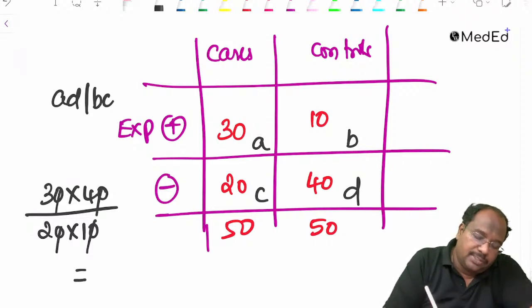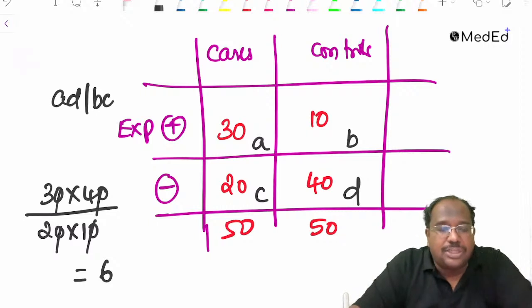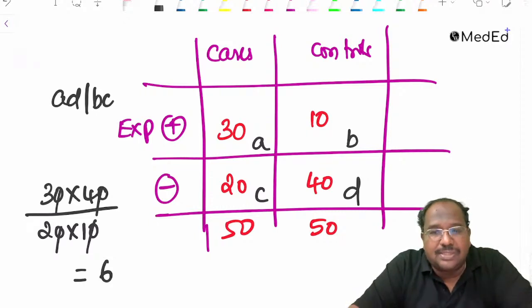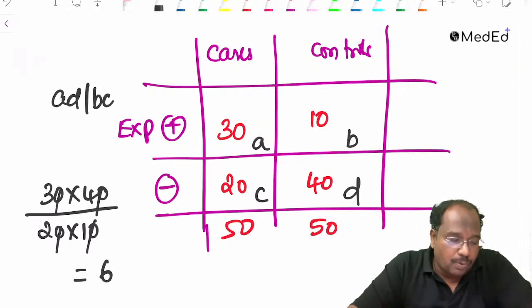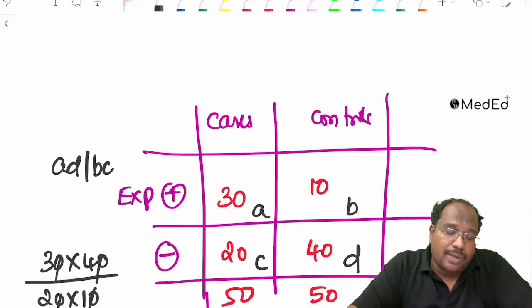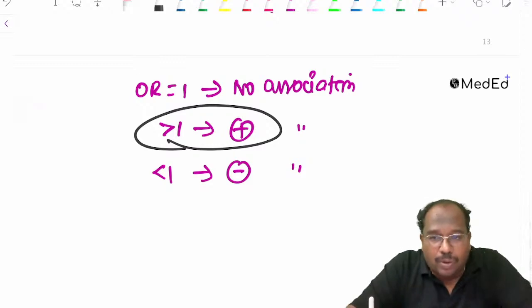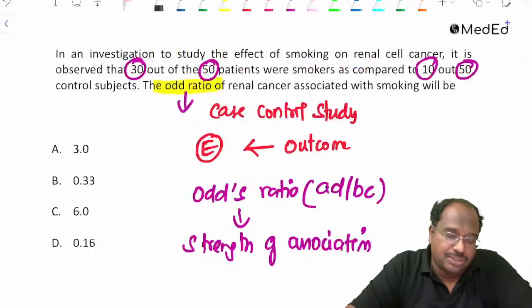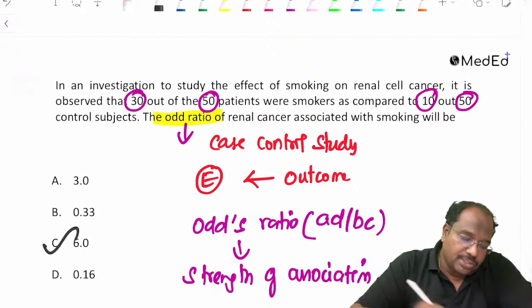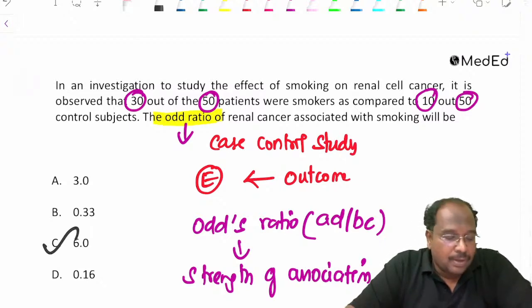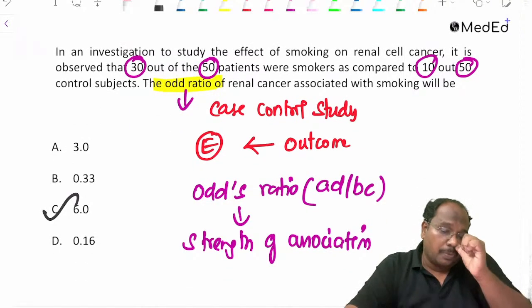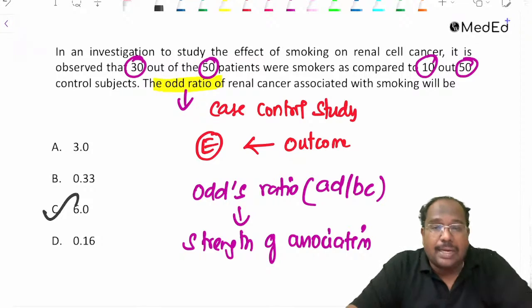So 12, this is 6. The odds ratio comes as 6. What does it mean? What type of association is it? The odds ratio is 6, which is more than 1, so it is a positive association. The answer is 6. The question is between smoking and renal cell cancer.